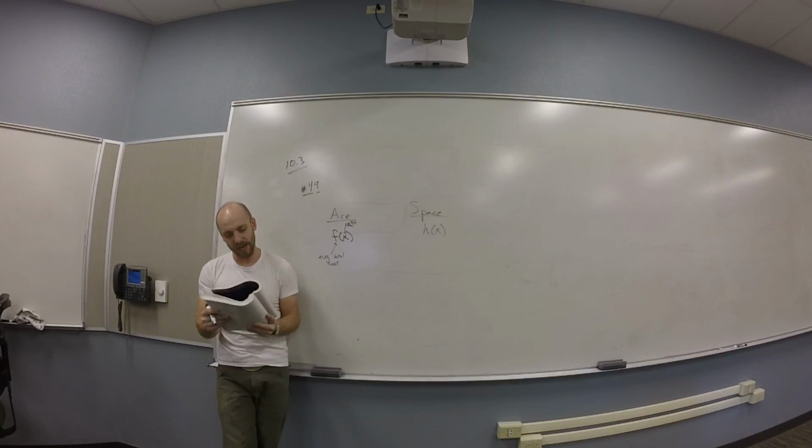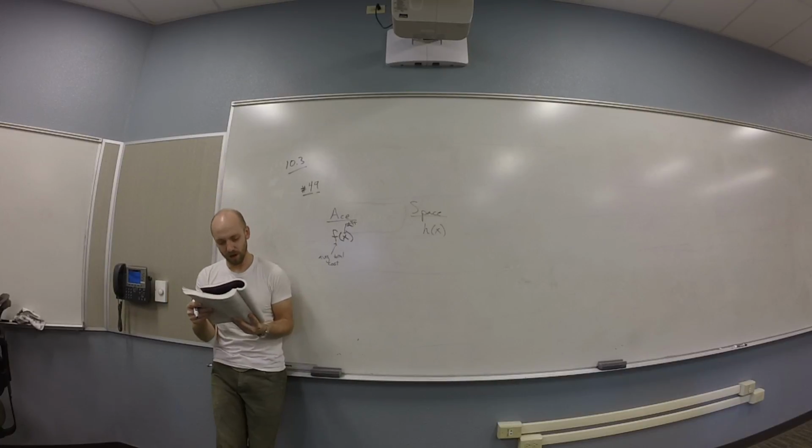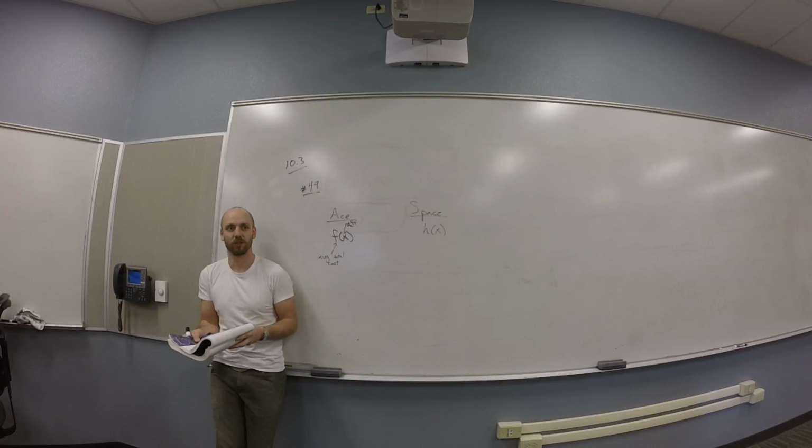So 49 says, ACE tells us that due to economies of scale, building twice as much office space always costs less than twice as much. What? I didn't get that. Okay.